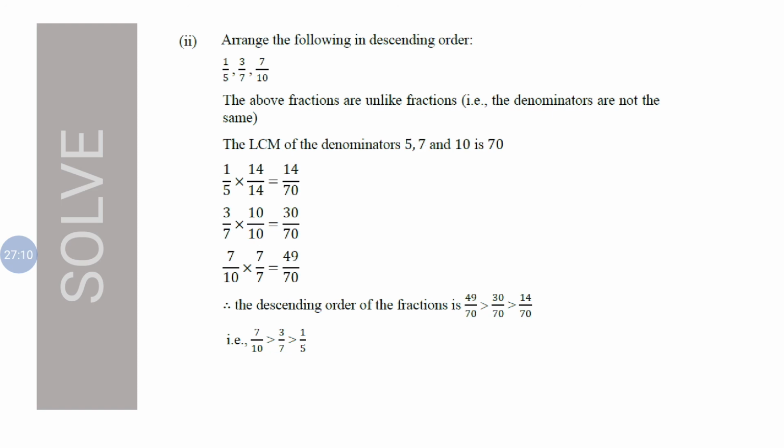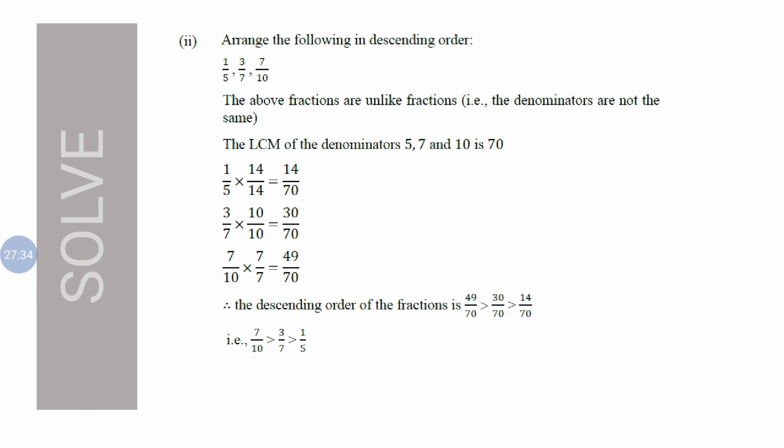Arrange the following in descending order: 1 by 5, 3 by 7, 7 by 10. These are unlike fractions, so the denominators are different. We take the LCM. The LCM of 5, 7, 10 is 70.